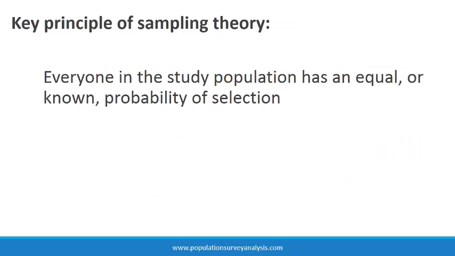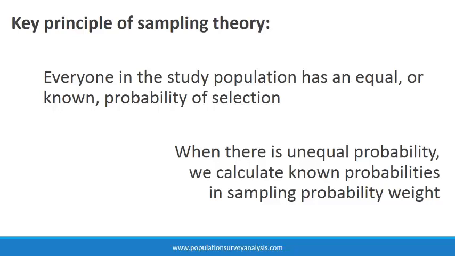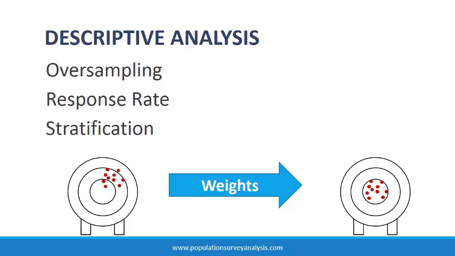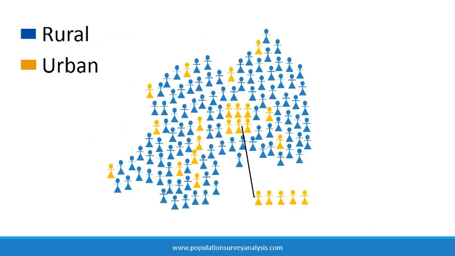A key principle of sampling is that everyone in the study population has an equal probability of selection. When there is unequal probability of selection, we must A, know the probability of selection among respondents, and B, incorporate these probabilities into our analysis using sampling probability weights. As with other aspects of complex sample design, probability weights must be used in descriptive analysis of means and proportions, and there is debate about whether oversampling must be accounted for in multivariate analysis.